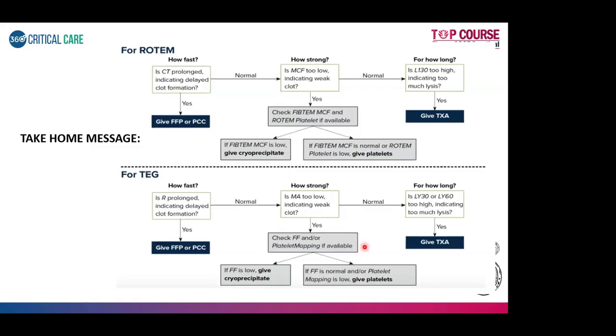Similar to what we see in ROTEM. If you can remember, EXTEM is the extrinsic pathway, INTEM is the intrinsic pathway. Then we have FIBTEM, APTEM, HEPTEM. Basically you have to remember your EXTEM and INTEM, and then you have to use those for the other three parameters. So if you have issues with hyperfibrinolysis, what will you see first?